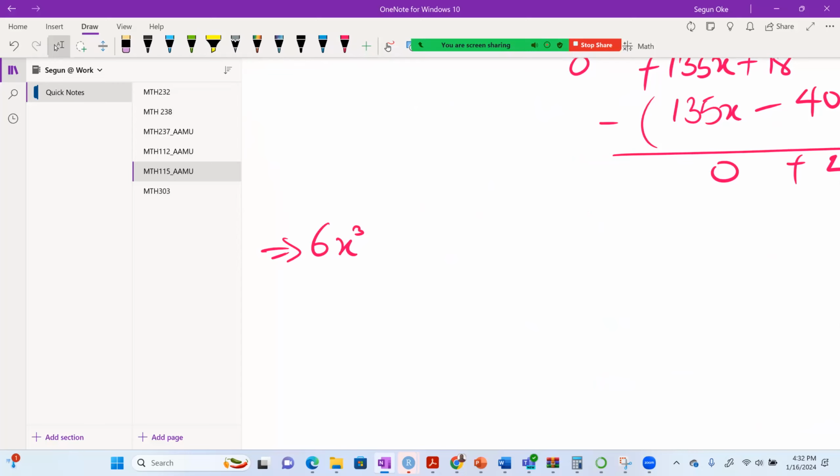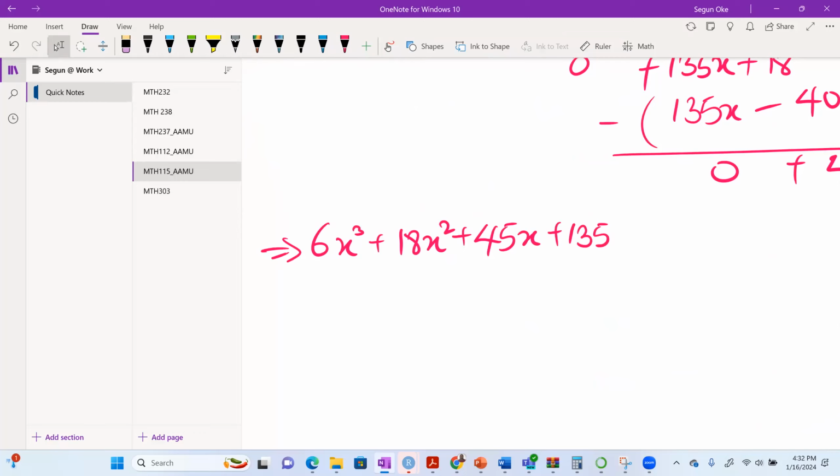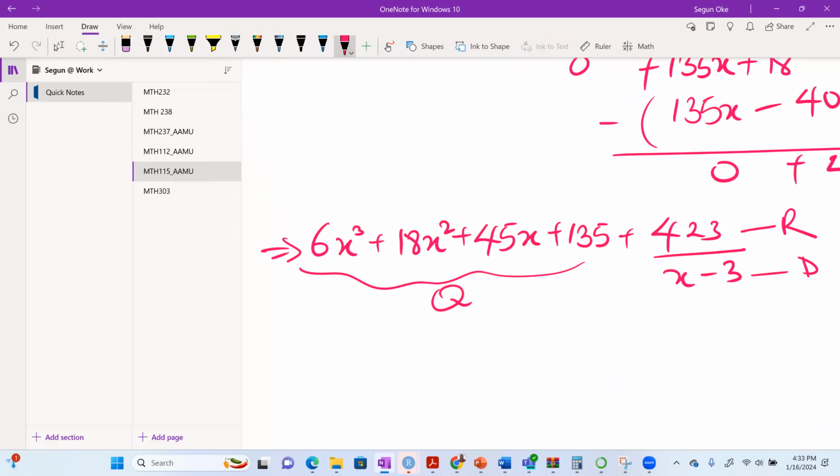So in this case, now we have our final answer to be 6x cubed plus 18x squared plus 45x plus 135, plus 423 over x minus 3. Remember, this is your remainder, this is your divisor, and this is the quotient. So that is the solution for that particular problem.